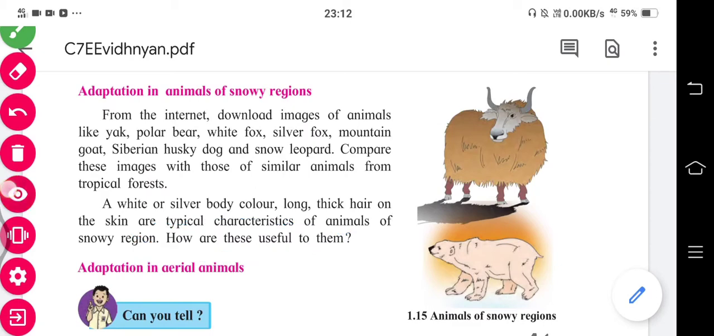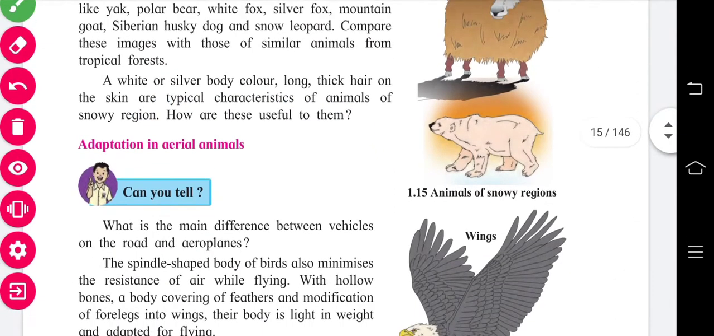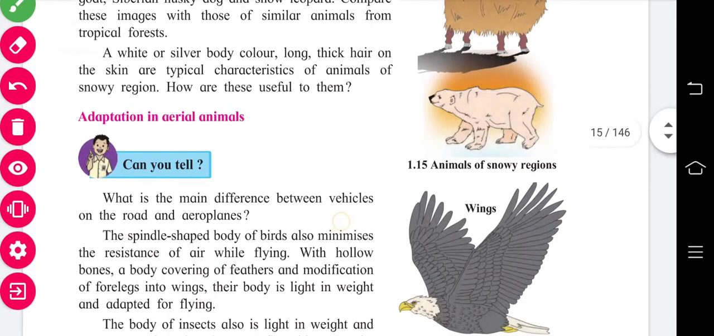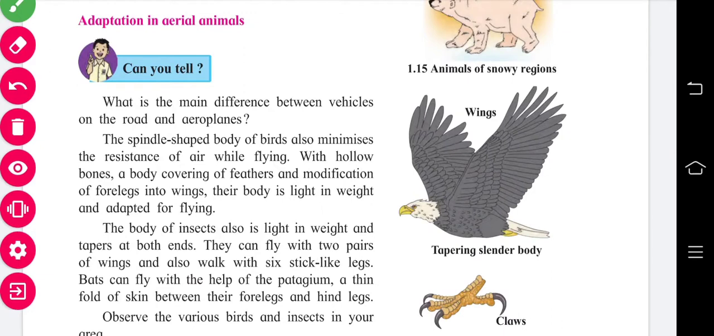Okay, next topic: what is the main difference between vehicles on the road and aeroplanes? Obviously there are so many differences, and everybody, from a small person to a big one, knows something about road vehicles and aeroplanes. Think about what you know and what the difference is. Anybody telling? So what is the main difference between road vehicles and aeroplanes?